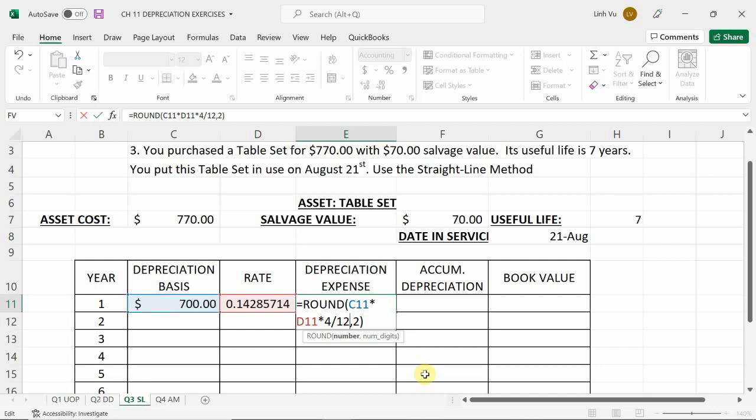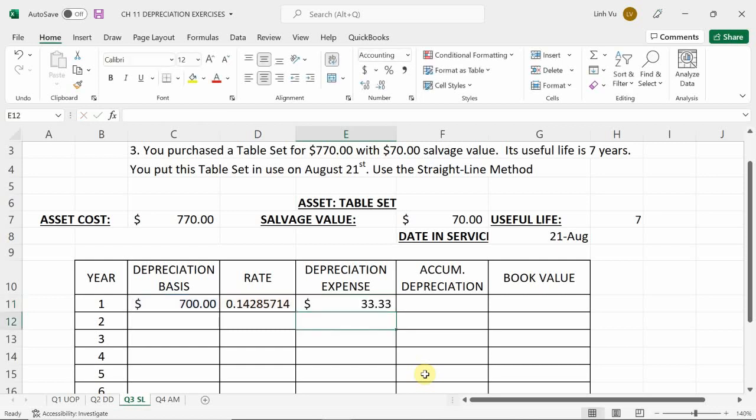Wait, why would it be divided by 3? Because 4 divided by 12 is the same thing as 1 divided by 3. Okay. So 0.3333. Yep, 33.33, which is my first year's accumulated depreciation. So then what's my book value going to be?